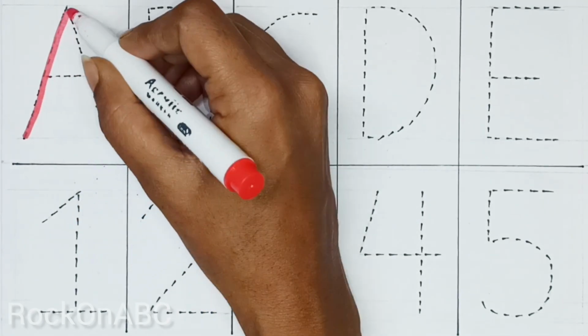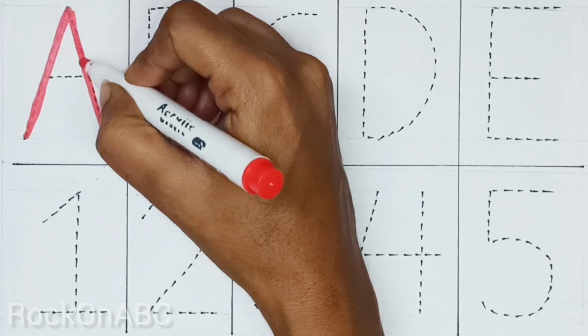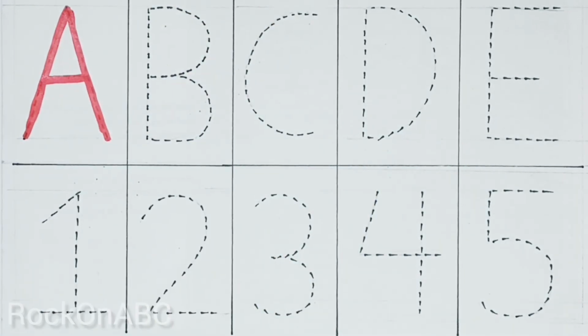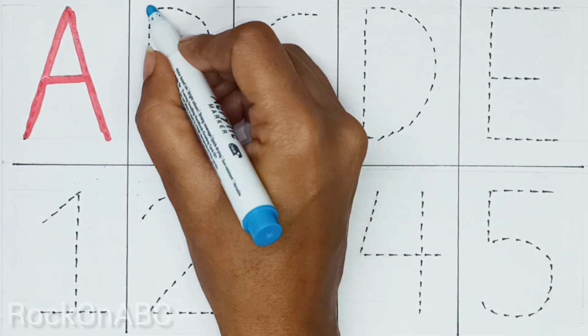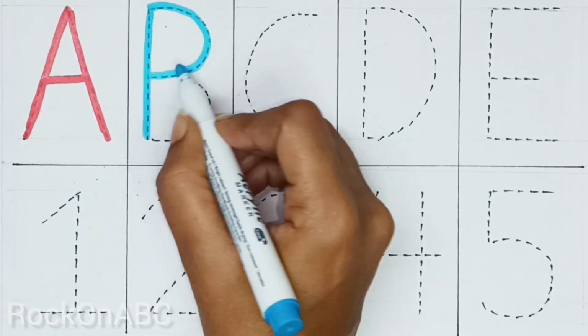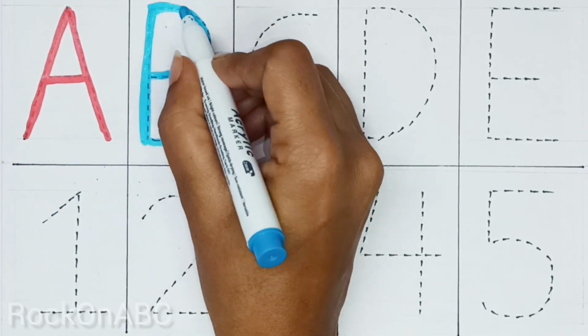A for ant. A for ant. Blue color B. B for butterfly. B for butterfly.